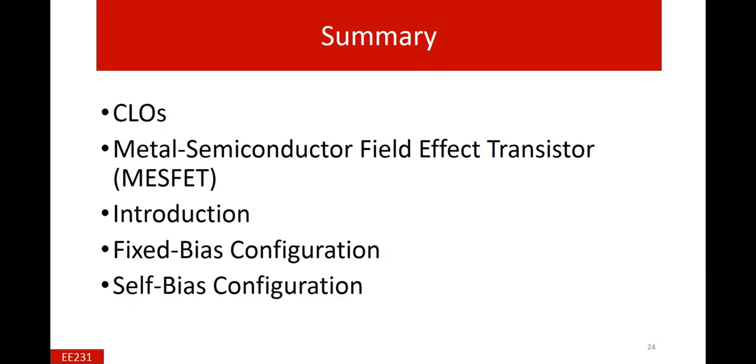So the next numerical questions related to the self-biased configuration, which is due to the RS value, we will continue in the next lecture, because this lecture is already lengthy. So in this lecture, what is the summary?